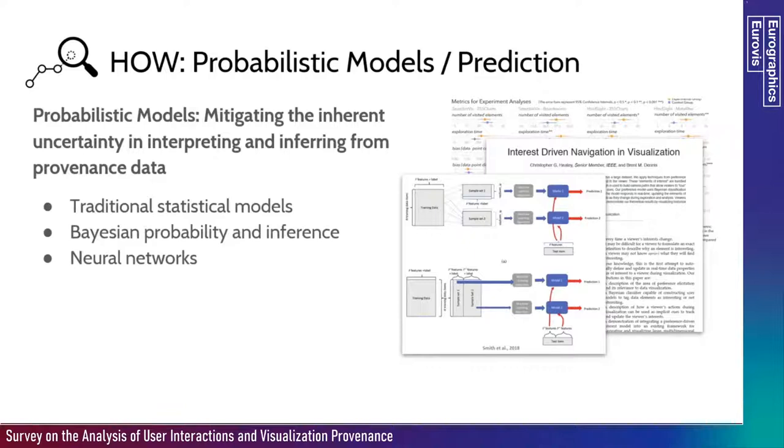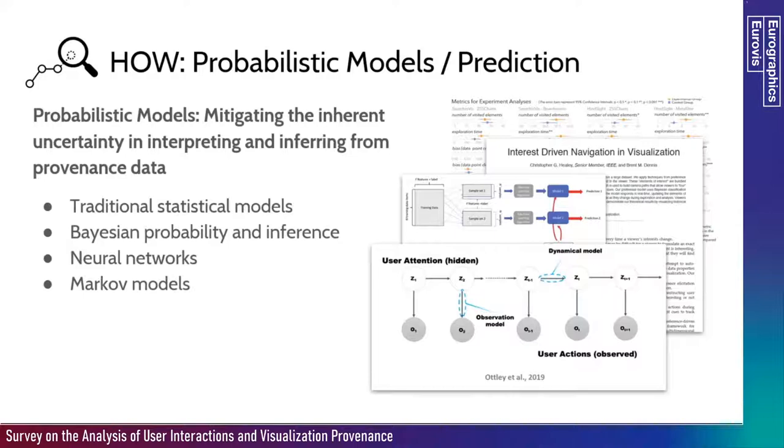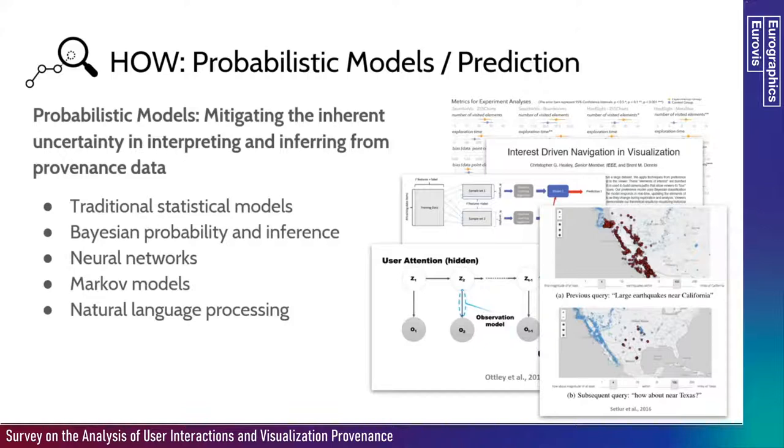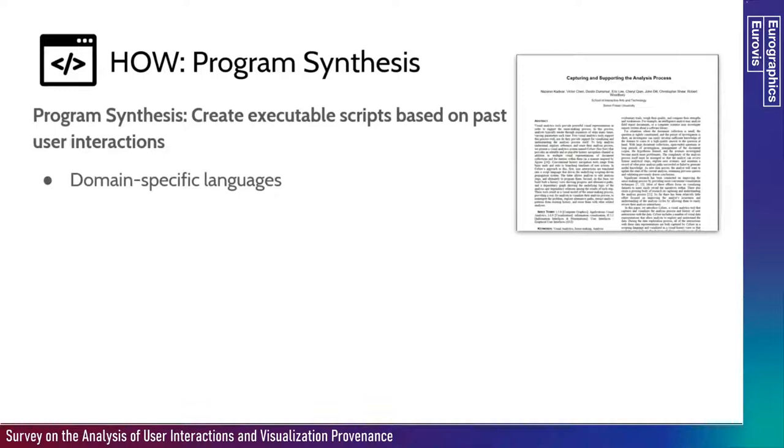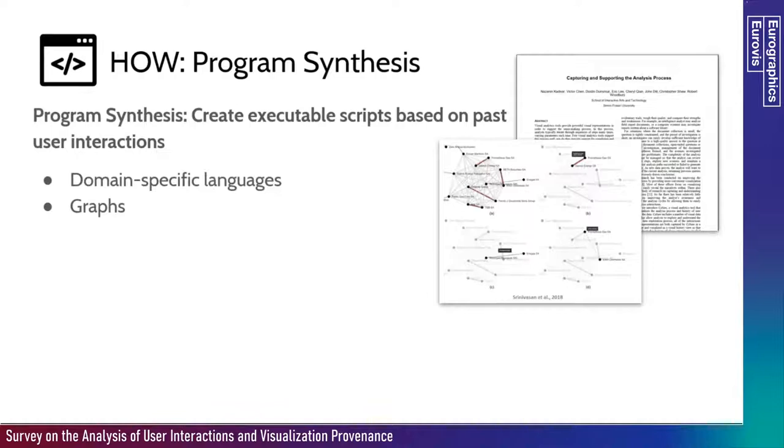Markov models are also commonly used to perform such actions as anticipating mouse interactions during exploratory data analysis. Additionally, natural language interfaces can be used to interpret the complex instructions provided by users. Program synthesis represents another method for provenance analysis, closely related to the grammar approach of encoding provenance data. For example, the use of domain-specific languages to encode provenance data, which later may be converted into regular expressions. More complex forms of encoding, like graphs, have also been used for the encoding and analysis of provenance data.